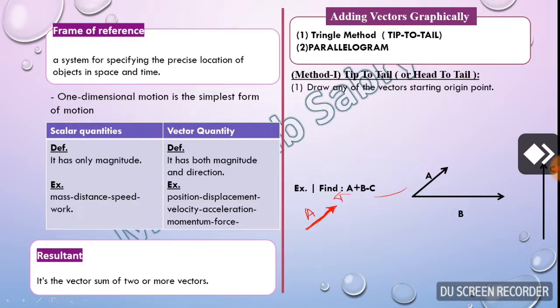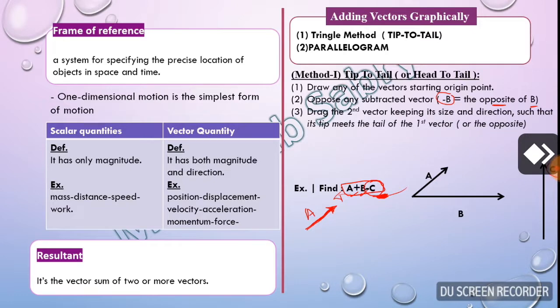Then the next step, oppose any subtracted vectors. For example, if the vector is minus B, you have to make the opposite of B. Well, let's look here. It's A plus B minus C. So C is subtracted, so we will oppose C. If this is C, this is minus C.